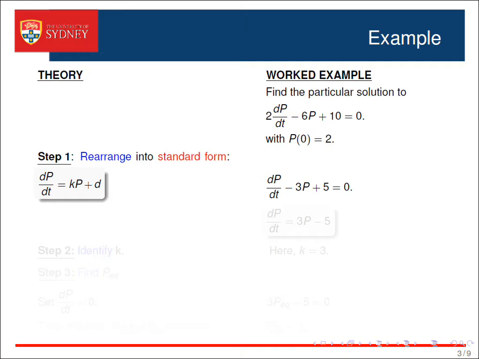For our example, we do this by first dividing both sides by 2. We then add 3p to both sides and subtract 5 from both sides. The equation is now in the standard form dp/dt is equal to 3p minus 5. So here we want to find a function p, which is a function of t, such that if you differentiate it you get 3 times that function minus 5.